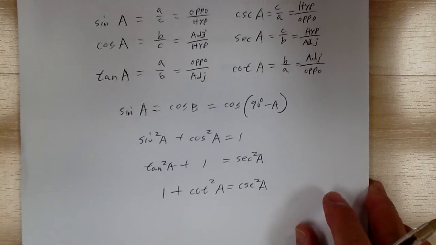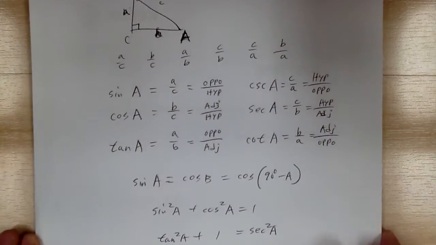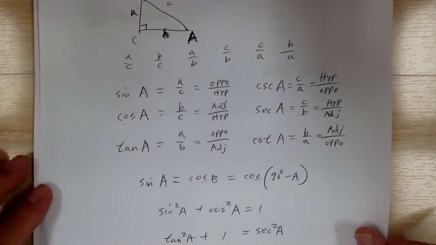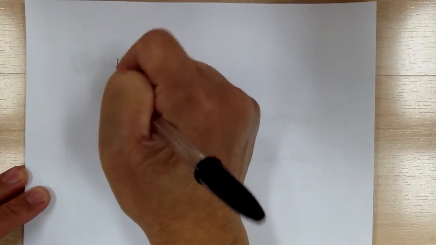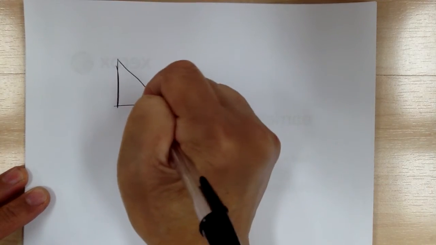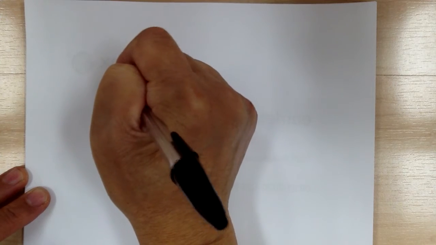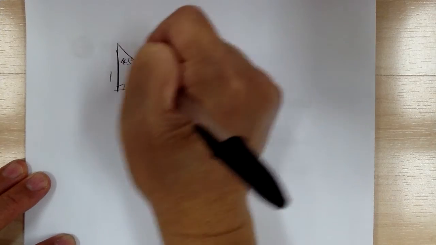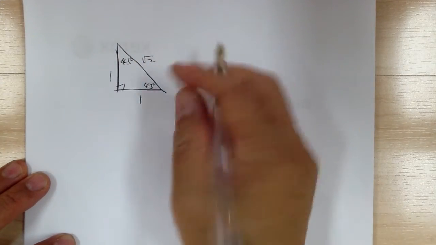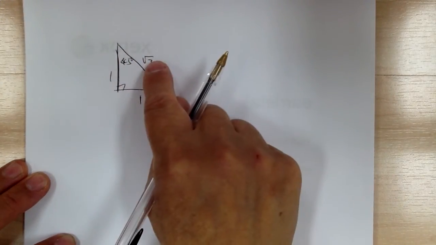Now for trigonometry, the actual number does not matter because this is based on the ratio, and so there are several special triangles that you need to know. If you start with the 45-45 special triangle, the basic one would be 1, 1, square root of 2, and any multiple of that. So if this is 10, this would be 10, and this would be 10 square root of 2.